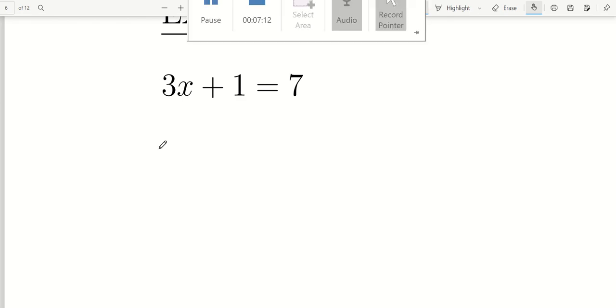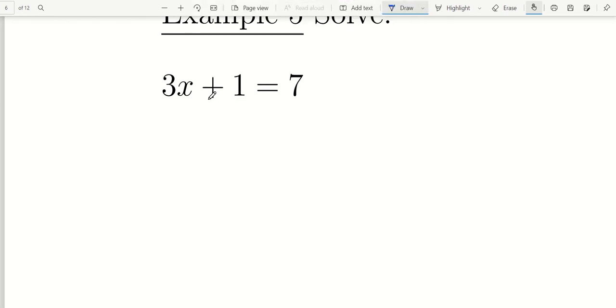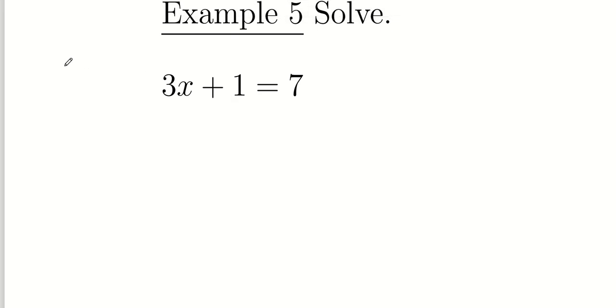So what that's going to mean for us is we need to get rid of this addition of 1, because this is a separate term on that side that has absolutely nothing to do with the x term that we're trying to solve for. In order to get rid of a plus 1, the opposite operation would be to subtract 1. And whatever I do to the left-hand side, I also have to do to the right-hand side. The equal sign will come straight down.